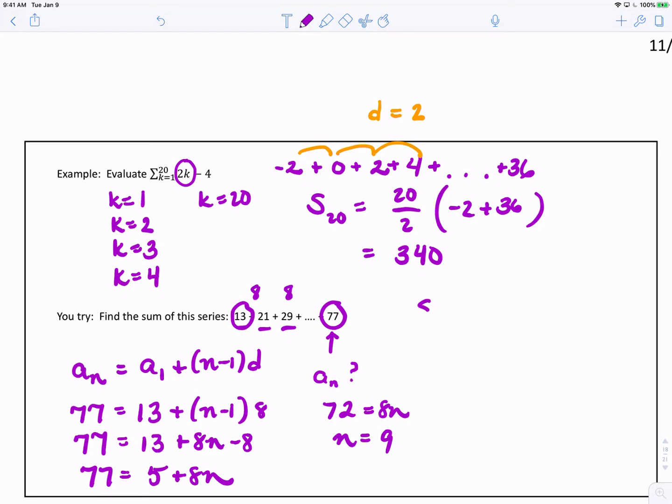So we're being asked to sum up the first 9 terms. And according to our summation formula, that's going to be n over 2, 9 over 2, times the first term plus the last term. So let's check out that sum. That turns out to be a sum of 405.